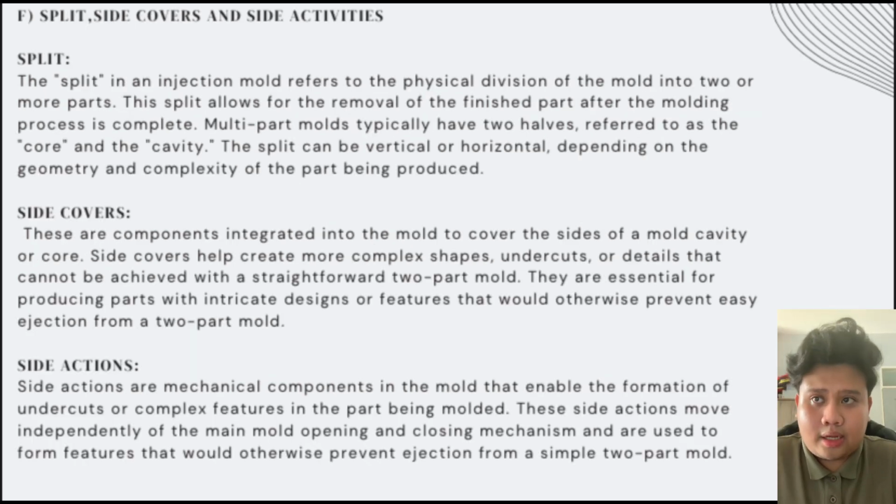Split, side core, and side action. First is split. The split in an injection mold refers to the physical division of the mold into two or more parts. This split allows for the removal of the finished part after the molding process is complete. Multi-part molds typically have two halves, referred to as the core and the cavity. The split can be vertical or horizontal depending on the geometry and complexity of the part being produced.